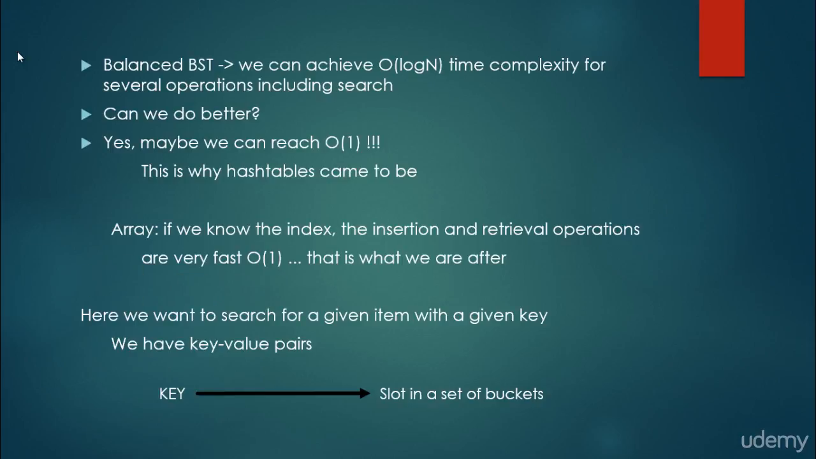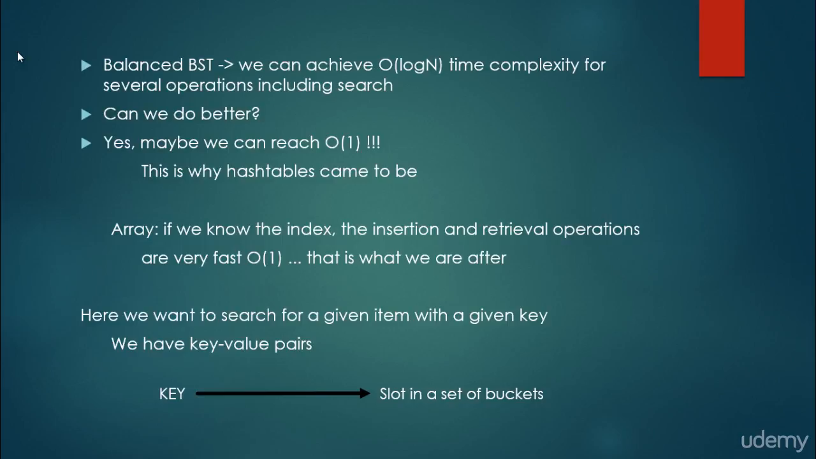So far we have seen binary search trees. We've seen why it is important to make sure that they are balanced, so we are familiar with balanced binary search trees, and we can achieve logarithmic time complexity for several operations including searching, deletion, retrieval, whatever. And the question is, can we do better? And the answer may be quite counterintuitive, because yeah, we can do better. Maybe we can reach constant time complexity, which is very fast. And this is why hash tables came to be.